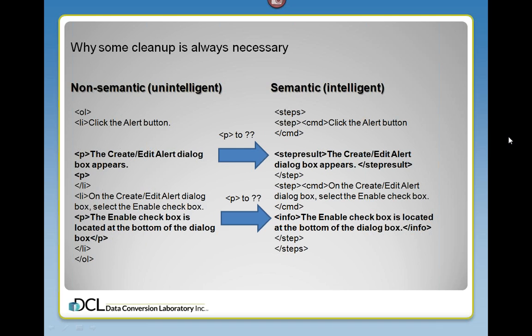And I've gone through this in some detail because I wanted to make clear exactly what you can expect a conversion script to do and what you can't expect it to do. You can't expect it to make a judgment between what's a step result, a step example, or an info, the meaning of the content. So if you're going from non-semantic, unintelligent content to semantic content, you're always going to have to do some manual cleanup by a person.